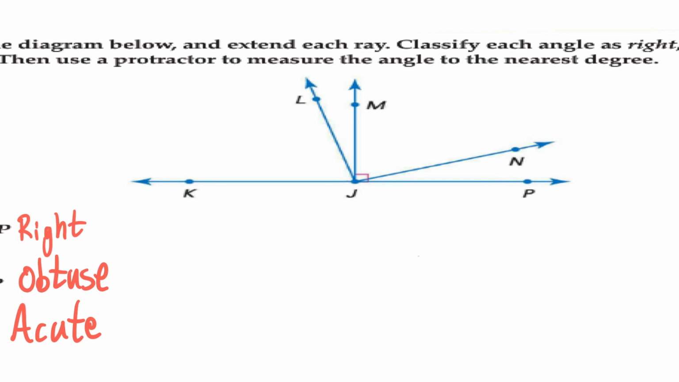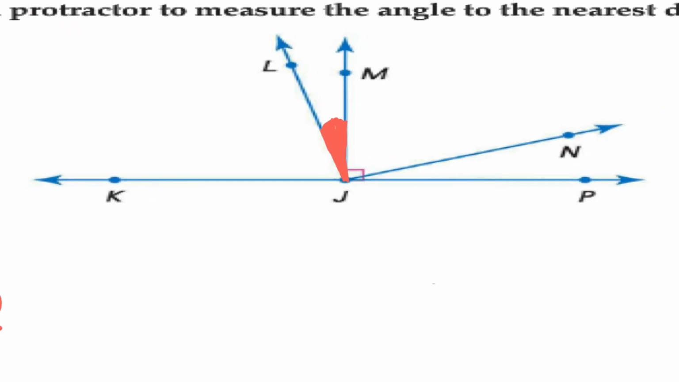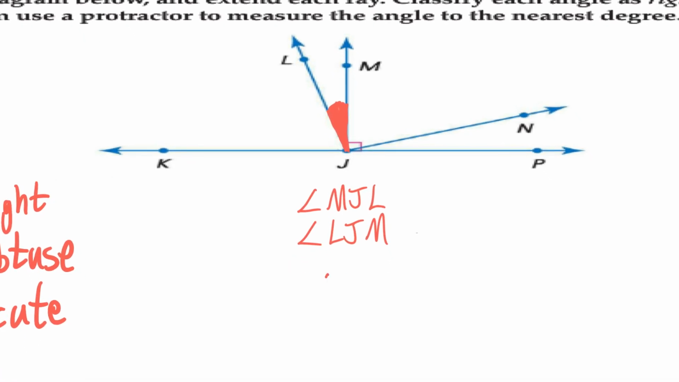Now, I want to do one more thing here real quick. This angle that I'm highlighting right here, highlight that on yours. Okay, what could I call that angle right there? What could I name it? Yeah, it's acute, but like naming it with letters, what could I call it? So it could be angle MJL. What else could I call it? Angle LJM. What else could I call it? Okay, angle J.